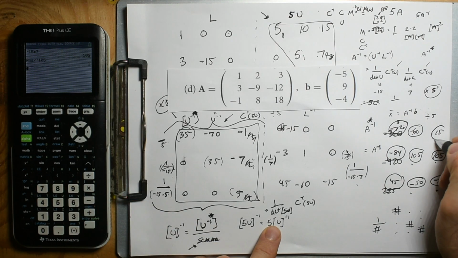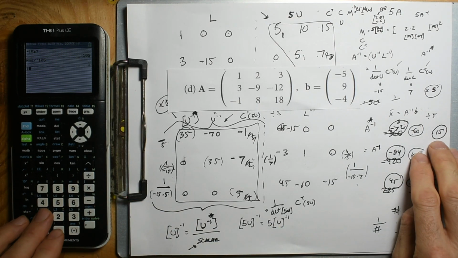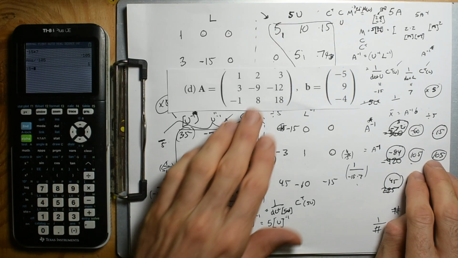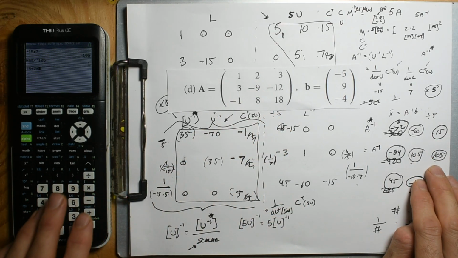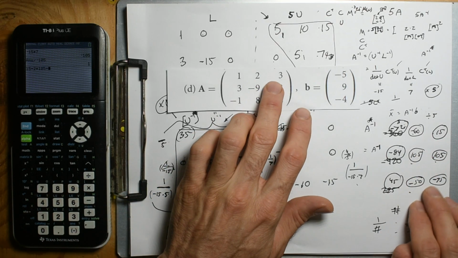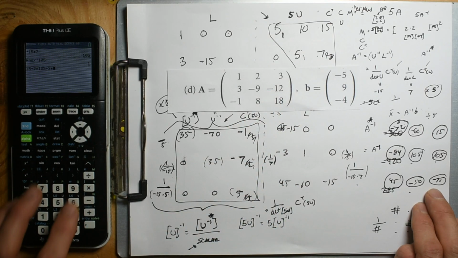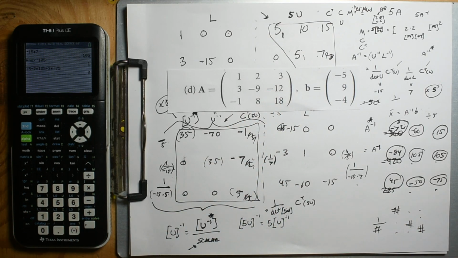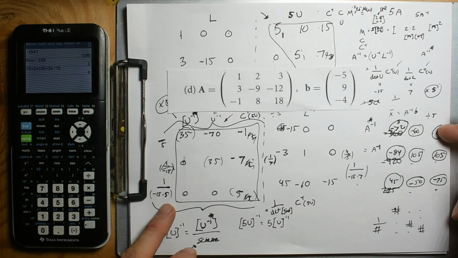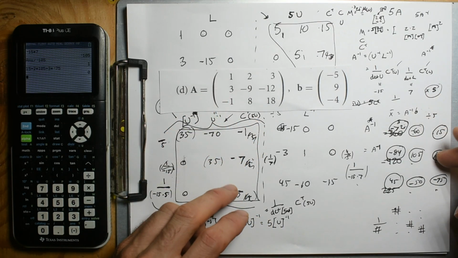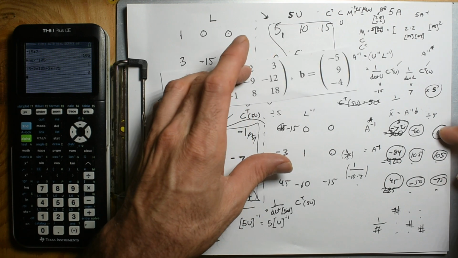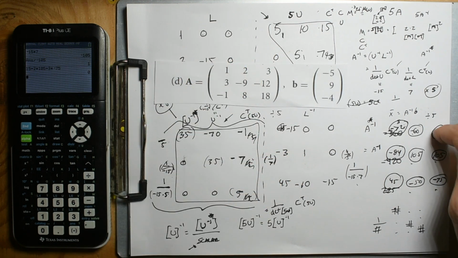Is this 15, positive 15? So we got 15 plus 2 times 105 plus 3 times negative 75. I messed up. What we just did was first row, third column. That would have been that value, which is 0.